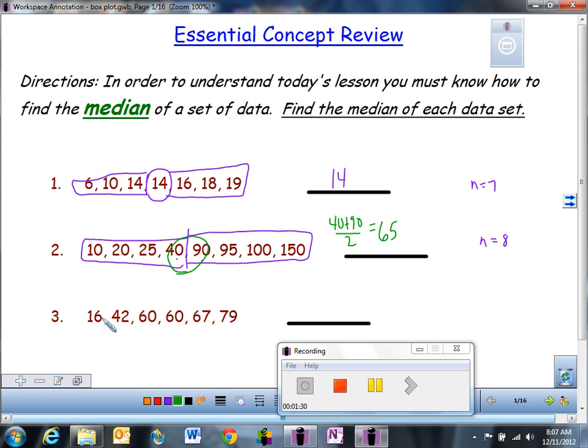Number 3, 1, 2, 3, 4, 5, 6 numbers. So the middle of 6 is 3, so 3 from the back and 3 from the front is going to put me here. So if I average 60 and 60 together, I'm just going to get 60. So that is how you find the median.